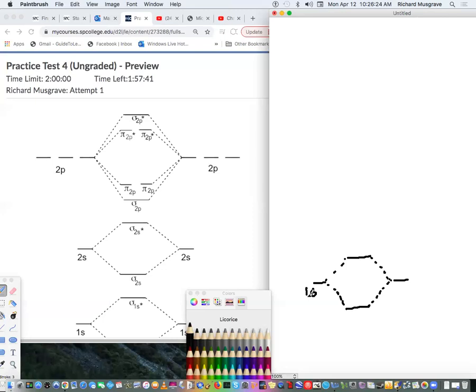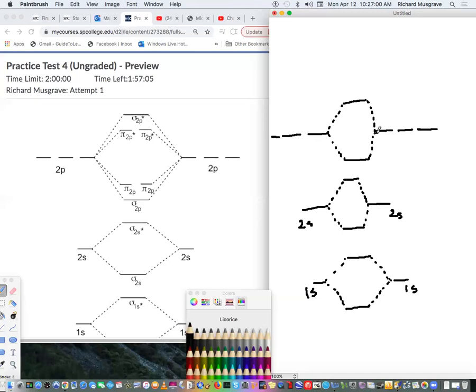So you got 1s, we got 1s. And then we'll have the 2s, which is going to be the same situation. And then we got the 2p. And then we've got the combinations of each of those. All right, so let's say we had O2, and this is how we'd fill it up. Now O, if you'll remember, has 8 electrons, and it's going to have the electron configuration 1s2, 2s2, 2p4.